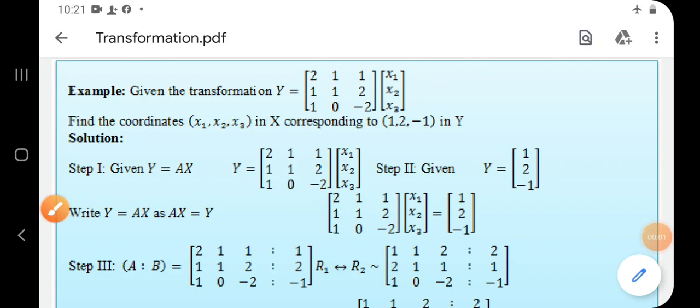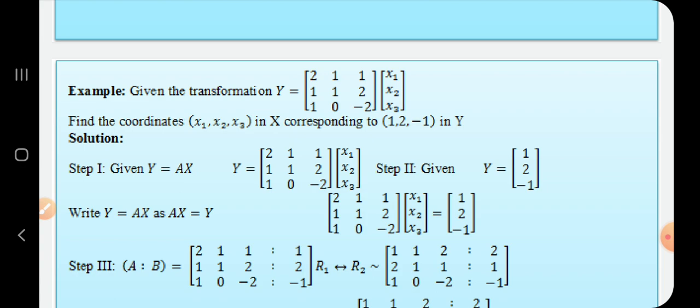Hello everyone and welcome to the next lecture of transformation of a matrix. Here we will solve some examples. We have studied the concept of linear transformations in the last video. Now let us solve one example on that.